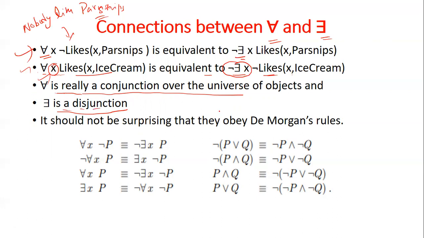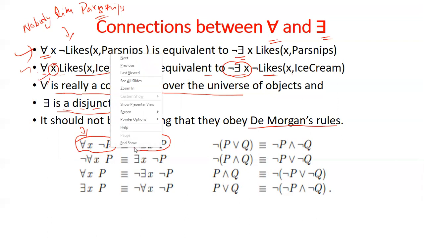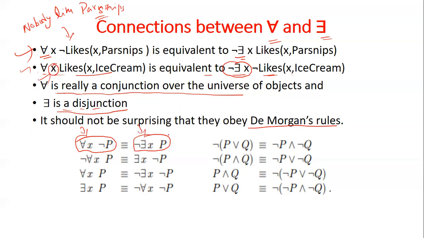So basically they follow De Morgan's rule. If there is something of this form, for all x, not p, meaning for all x p is not true, this is equivalent to the statement using the existential quantifier: not there exists an x for which p is true. For all x p is not true is equivalent to not there exists an x for which p is true.